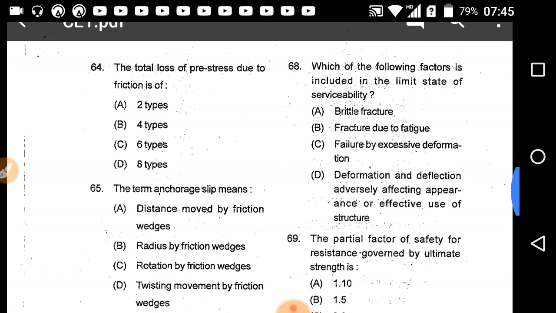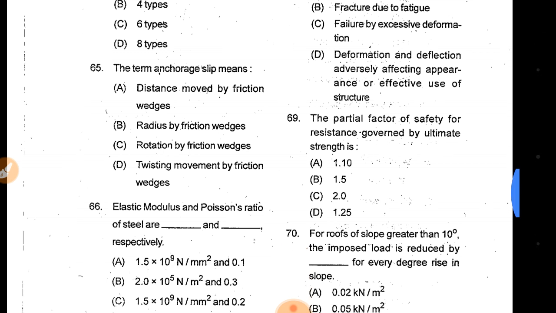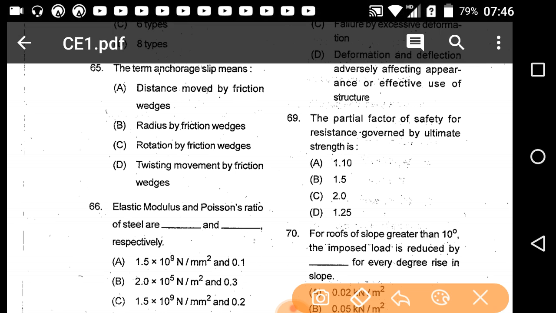So next question. The term anchorage slip means: distance moved by friction wedges, radius by friction wedges, rotation by friction wedges, twisting movement by friction wedges. So here the correct answer will be distance moved by friction wedges. So the term anchorage slip means distance moved by friction wedges. Option A will be the correct answer.